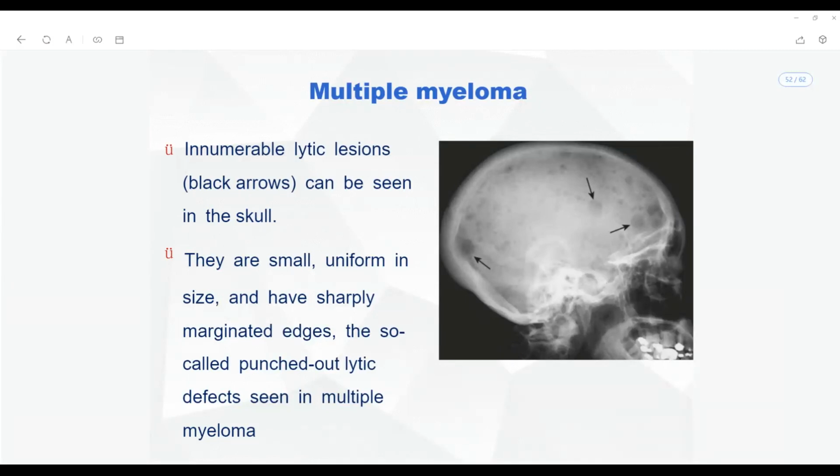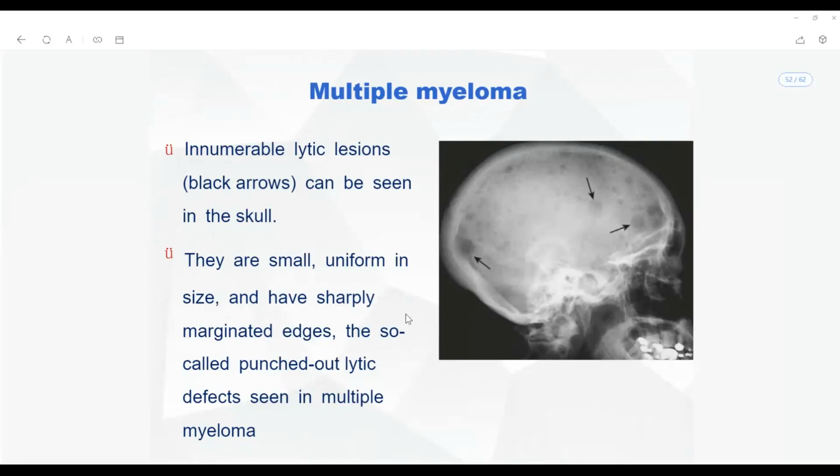All right. Yes, Shubham, I think you, Dravendra, asked me to show the pictures. So now can you appreciate the difference between an expansile soap bubble appearance and a general soap bubble appearance of a giant cell tumor? Yes or no? Right? Okay, so punched out lesions are a characteristic feature of multiple myeloma.